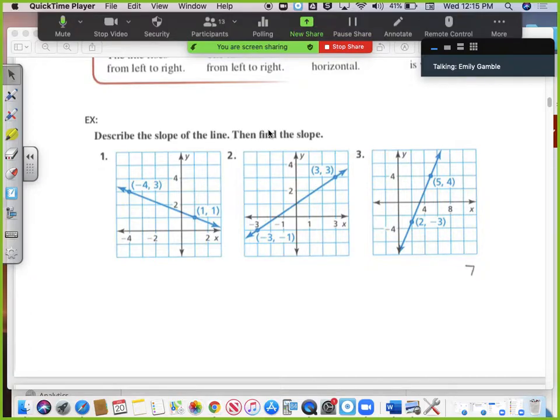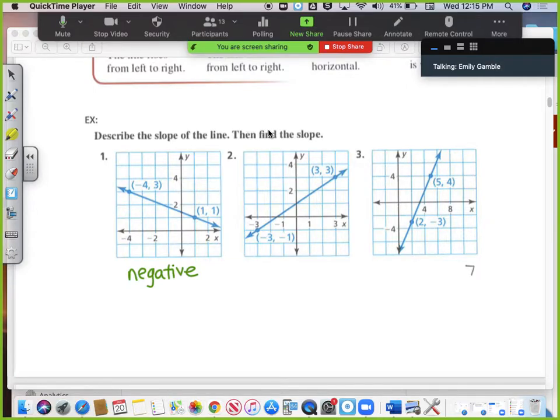Describing it means what type of slope is it? Looking at number 1, would this be a positive, negative, 0, or undefined slope? Negative. Yes, this is a negative slope because you can see that it's going down from left to right, it's decreasing. So I know when I find the slope, it's going to be a negative number. There's 2 ways to find the slope of a line.